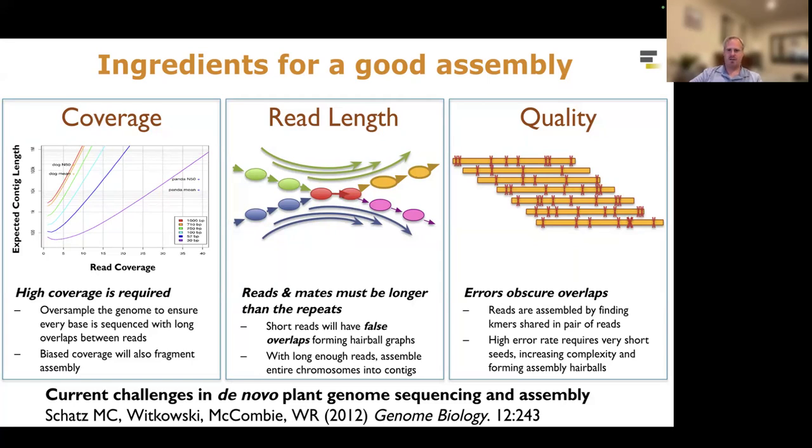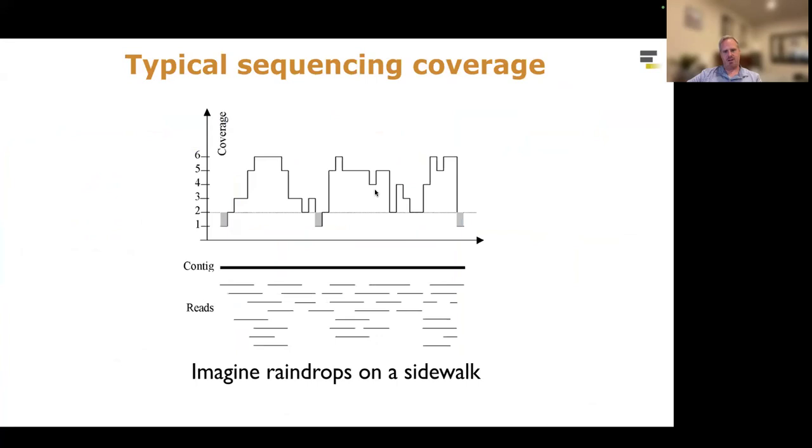But the good news is we're getting at least 95% accuracy, so that we can get really high quality overlaps derived from those sequencing data sets. Okay, so if you have those ingredients, as I mentioned, one of the key ones is that notion of coverage.